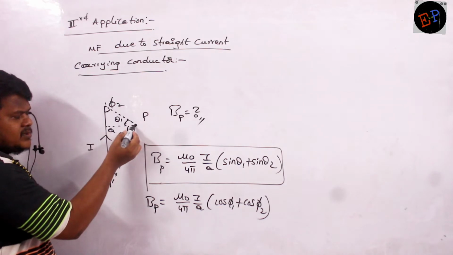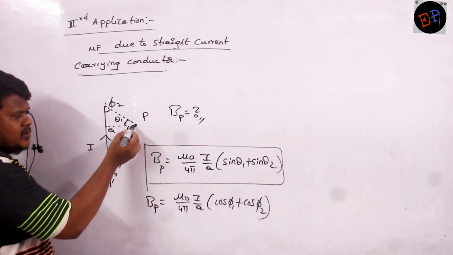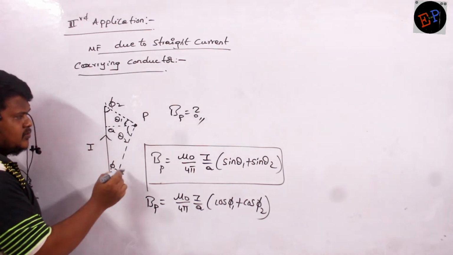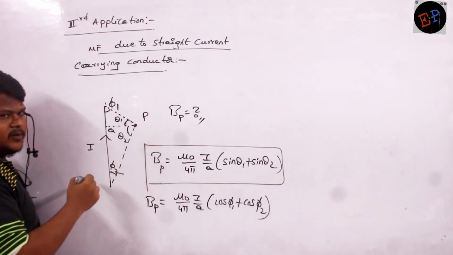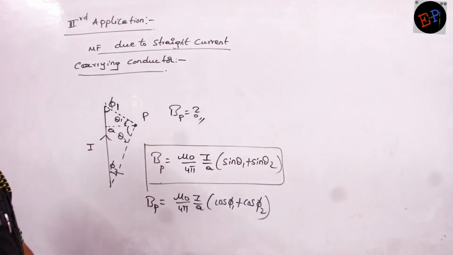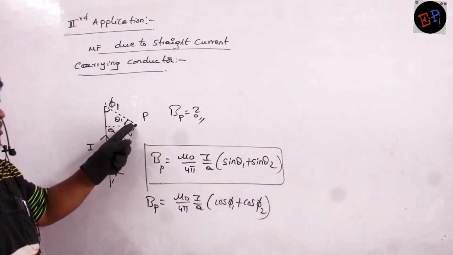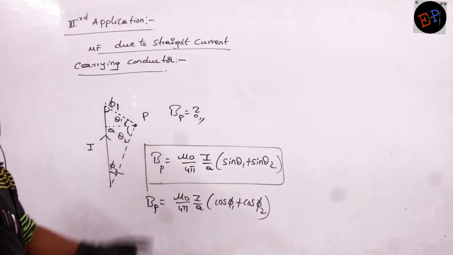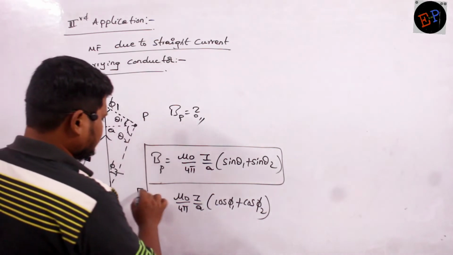This remaining angle is 90 minus pi 2. Let us take this as pi 2, this as pi 1. Clear now? So 90 minus pi 1 is cos only. Like this you can write. So if you write these angles in terms of sine, then it should be written in terms of cos.